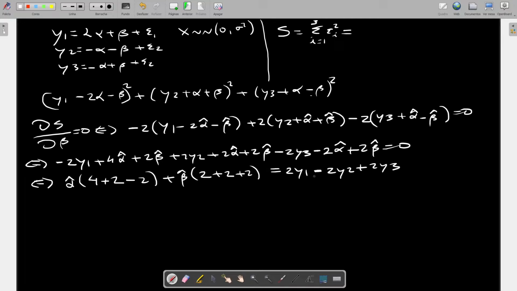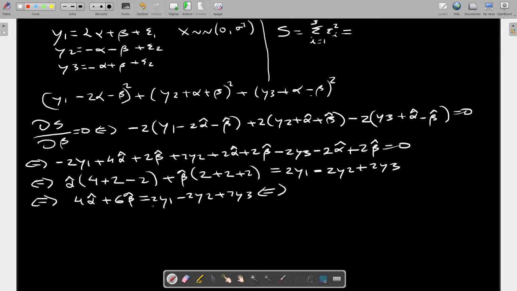And like we did before, we can rearrange these terms and simplify this a bit. So 4 plus 2 is 6, minus 2 is 4. So we have 4 alpha, and then for beta we have 2, 4, 6 plus 6 beta. And we have 2y1 minus 2y2 plus 2y3. And the third step that we do here is find the minimum multiplier that you can remove from this in order to simplify this expression a bit.